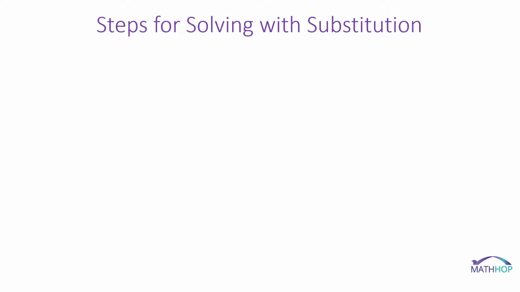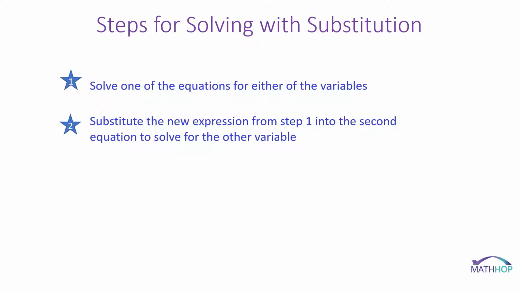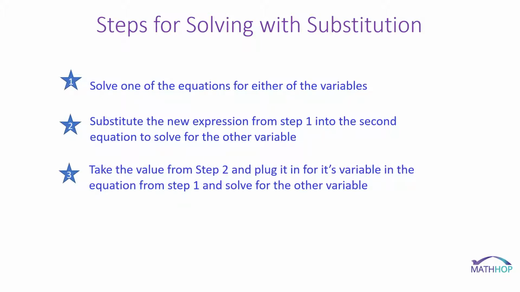All right, so that's substitution. The steps you're going to use: solve one of the equations for either of the variables. Then take that new expression for that variable and plug it in everywhere you see that variable in the second equation. Then solve for that variable. Take that value from step 2 and plug it in for its variable in the first equation and solve for the other variable. And then check your solution in both equations. Remember to check both equations. If it works for one and not the other, it does not work.